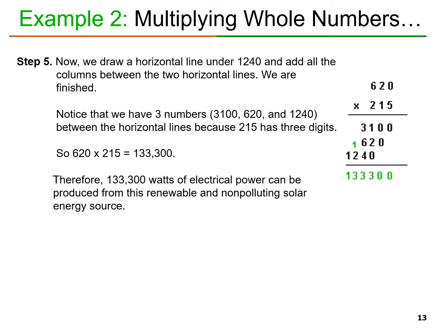Now we draw a horizontal line under 1,240, and we're talking about this horizontal line here. And add all the columns between the two horizontal lines. So we're going to add the numbers between these two horizontal lines. Let me go ahead and draw in the columns, or separate the columns. Okay, I'm doing the best I can here.